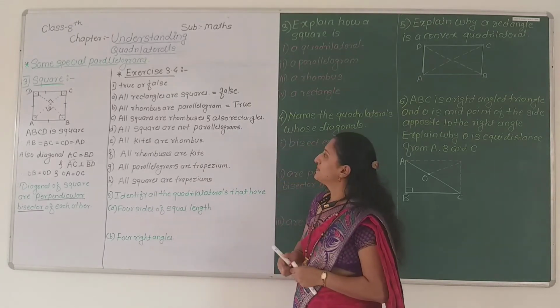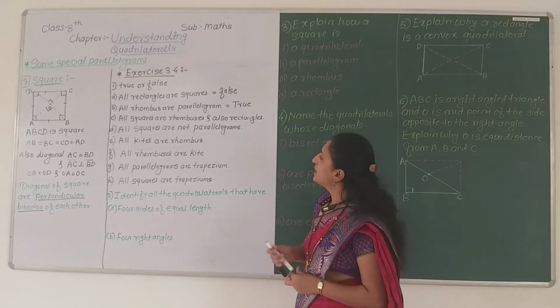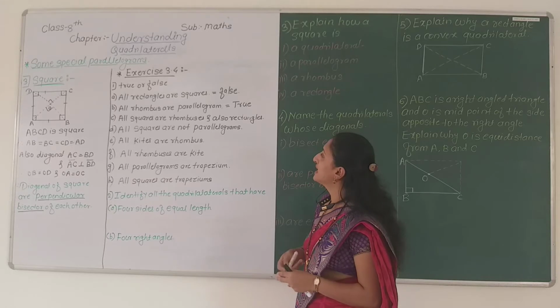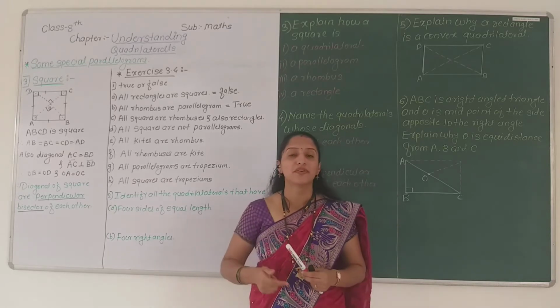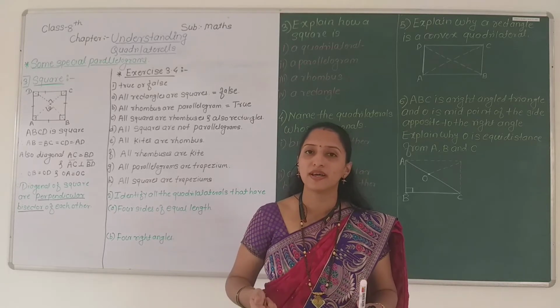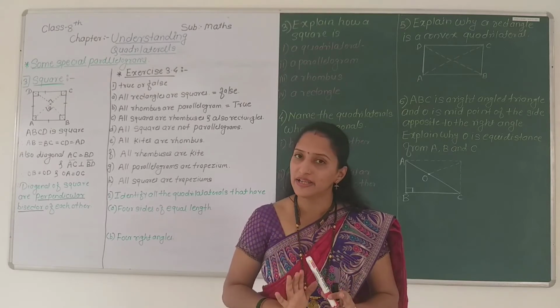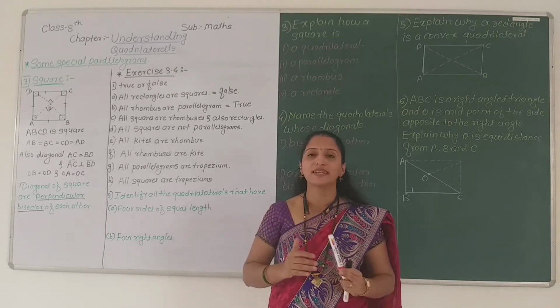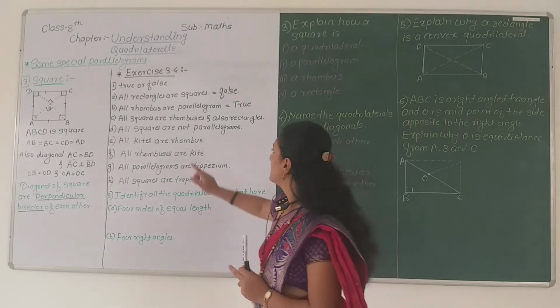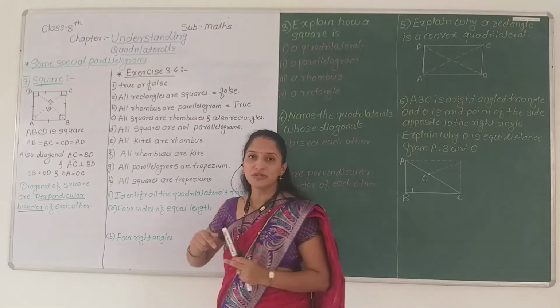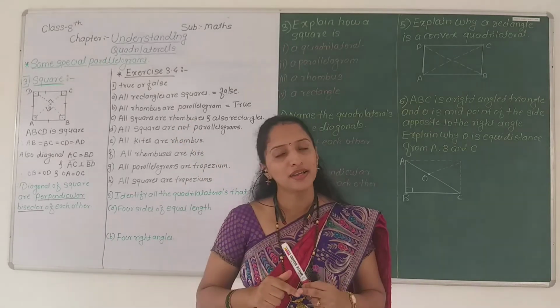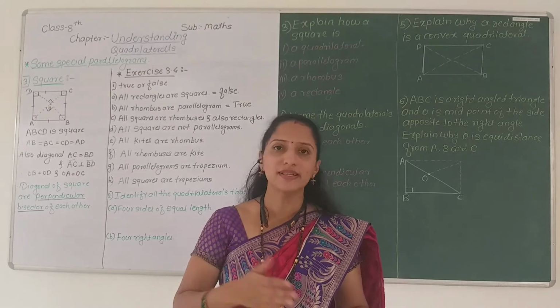Okay. Third one. All squares are rhombuses and also rectangles. What are the properties of a square? All sides are equal. All opposite sides are parallel. Right? So in a rhombus also all sides are equal. Yes, the square is a rhombus.